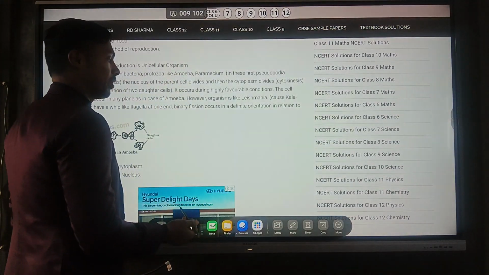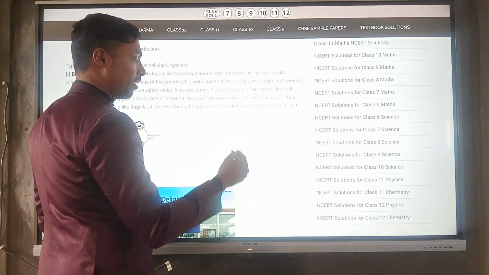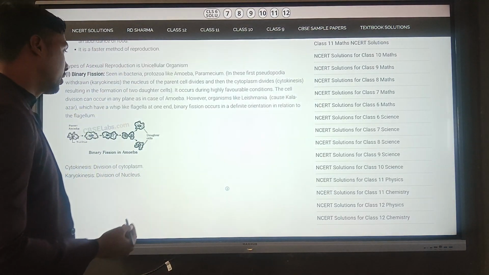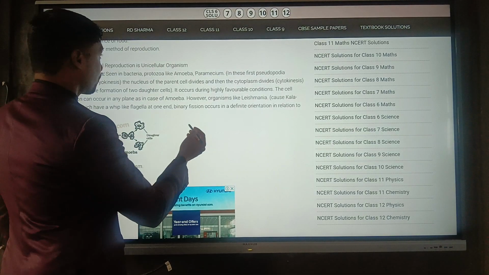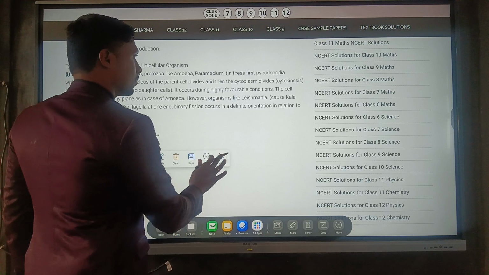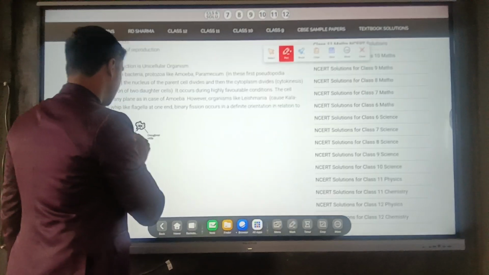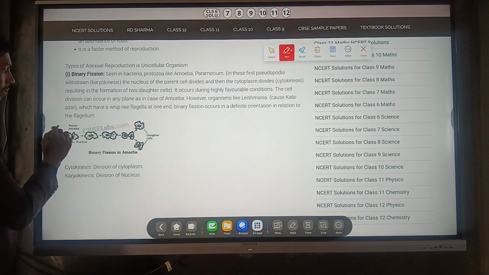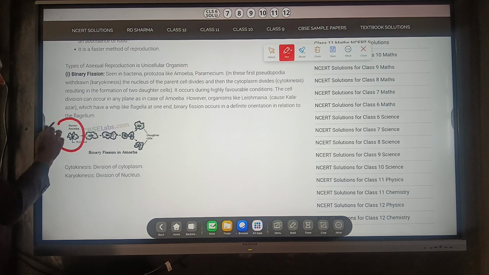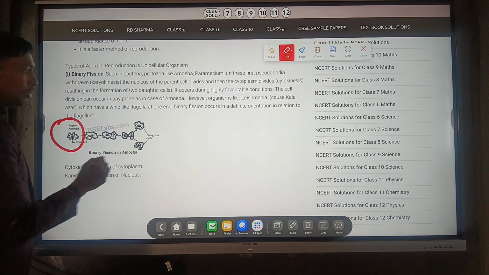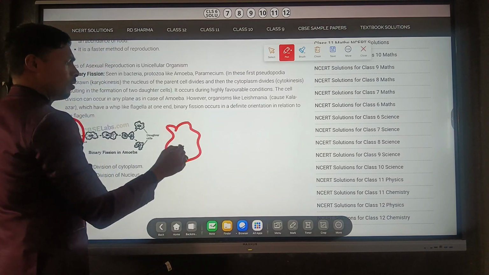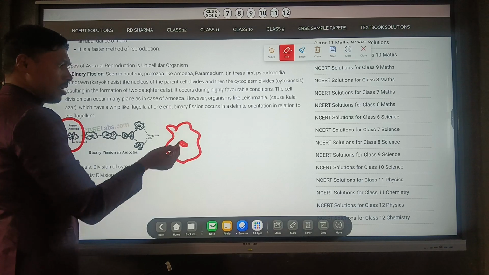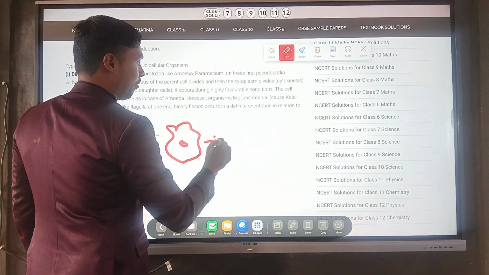Can I draw a diagram and explain it? For example, this is an amoeba. The best example of binary fission is the amoeba. Here is the nucleus. An amoeba has no fixed structure.